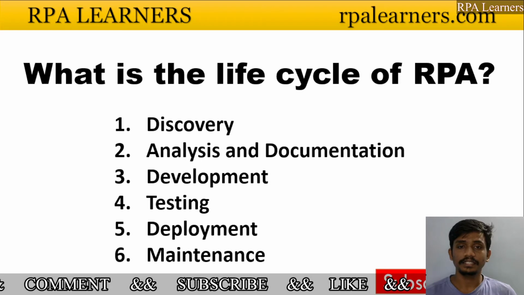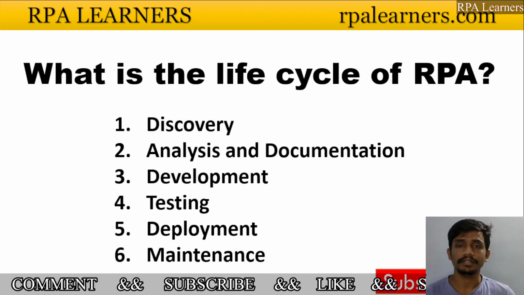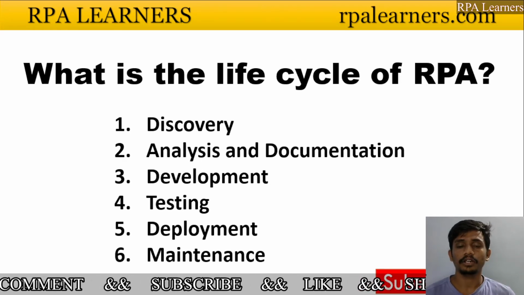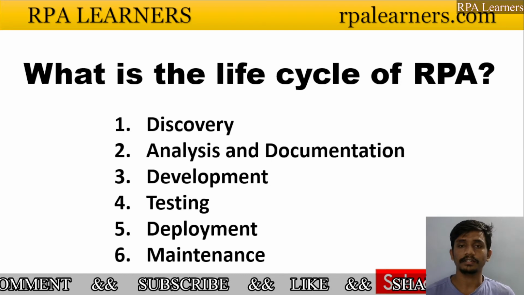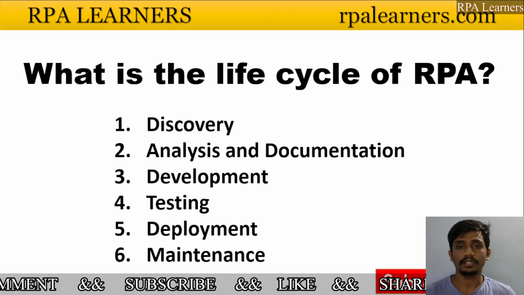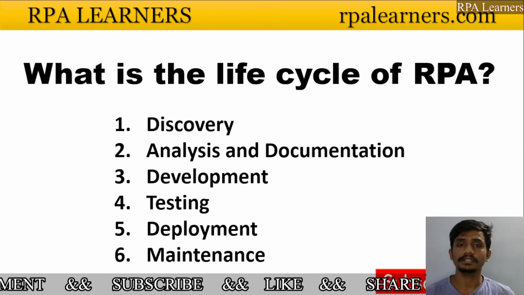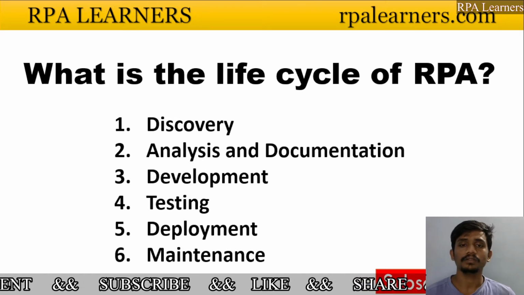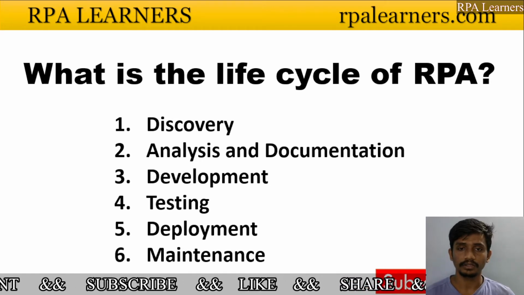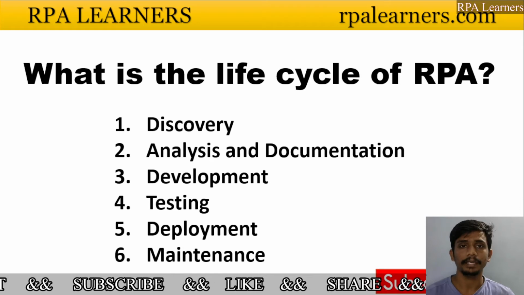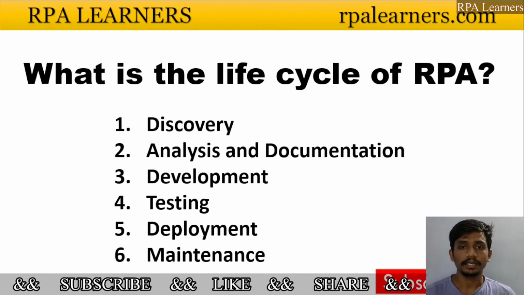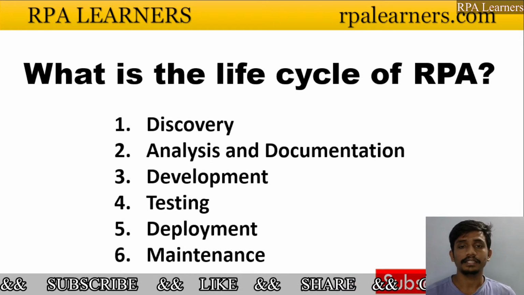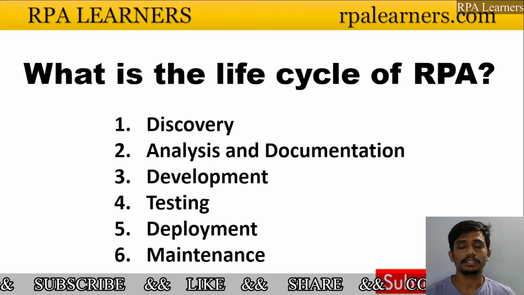So the first stage of RPA is the discovery. What is RPA? We are automating a manual process, right? So first, finding those manual processes is the discovery phase. The process automation, which process you need to automate, is the important task, and that is the discovery task or the discovery phase.